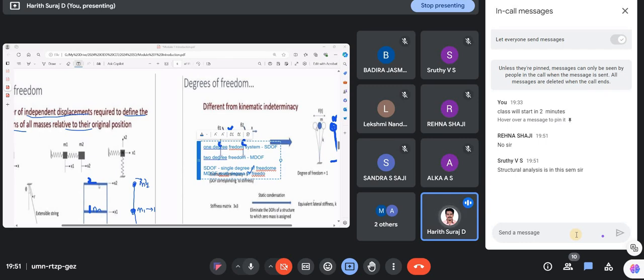In your fourth semester, have you studied those terms? Okay. So I need to get an idea, that's why I asked. Anyway, I think you will be studying these two terms.